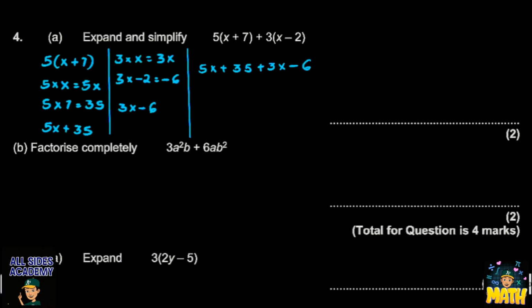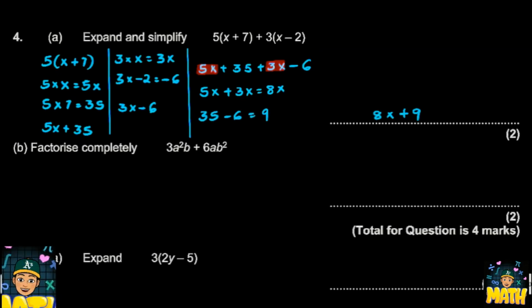Then I put the like terms together. The terms that have the x, I put them together, and the constants, or the whole numbers that don't have an x, I also put them together. So 5x plus 3x gives me 8x, and 35 minus 6 gives me 29. Putting that together, I have 8x plus 29.